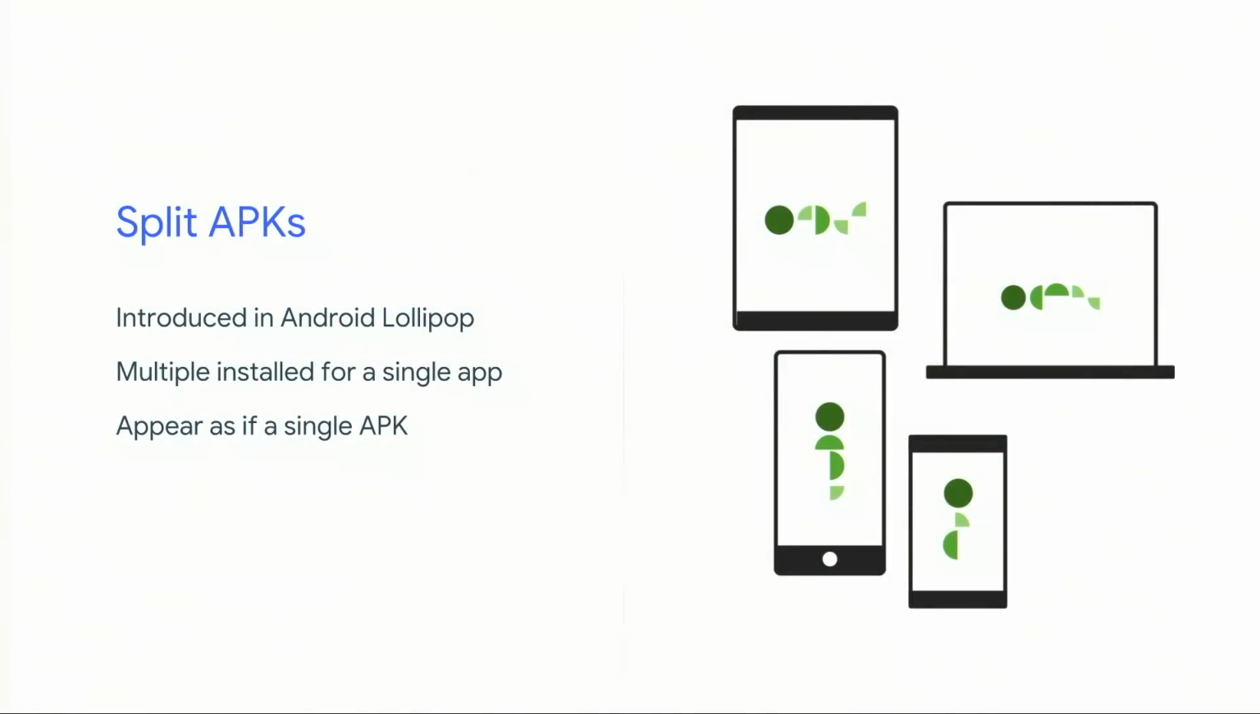Now we start with split APKs. So in Android Lollipop, we added a feature to the Android platform called split APKs. Split APKs allow multiple APKs to be installed on a device and behave as if they were part of a single app. These split APKs can be installed in different combinations on different devices, and they can be installed in one go up front or piece by piece.